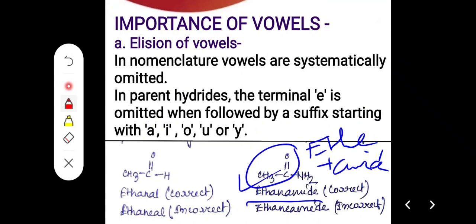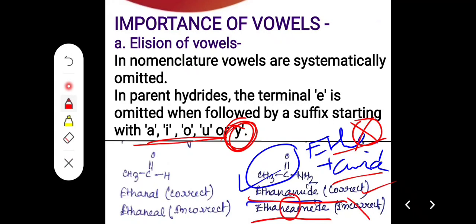The terminal E is omitted when followed by a suffix starting with A, I, O, U or Y. There is some confusion there, but in most cases this is followed, that is A, I, O, U. So when eth and amide are attached, this E is omitted. We get ethanamide as the correct spelling, and where E and A are attached together, this is incorrect. Similar things: this is the correct one, and when E and A are placed together, that is incorrect.